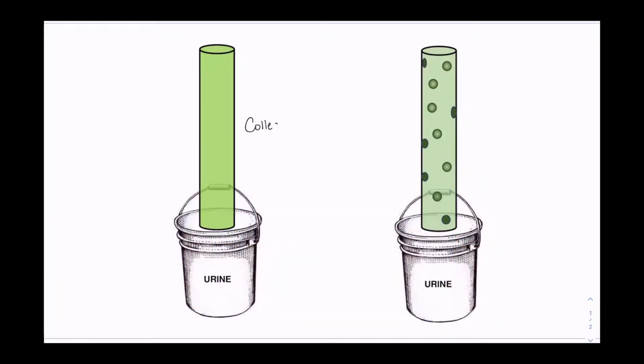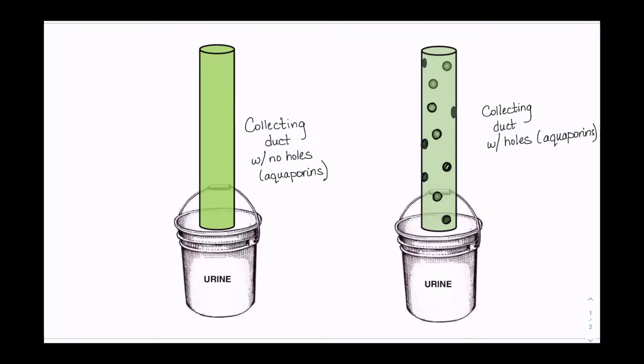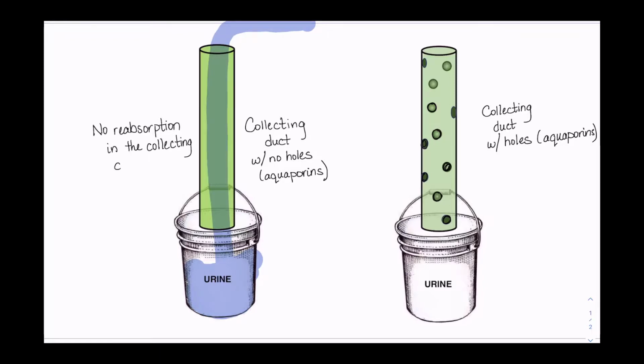Let's consider an analogy that will help us understand this. Imagine that I'm going to use PVC pipe in place of a collecting duct. On the left, I have continuous PVC pipe. There are no holes. But on the right, I'm going to drill a bunch of holes into that PVC pipe, and those are going to represent aquaporins. So when fluid starts going down my left duct with no holes, it just goes straight through to the bottom. There is no reabsorption, and all of it is collected as urine. So without aquaporins, I can't do reabsorption.